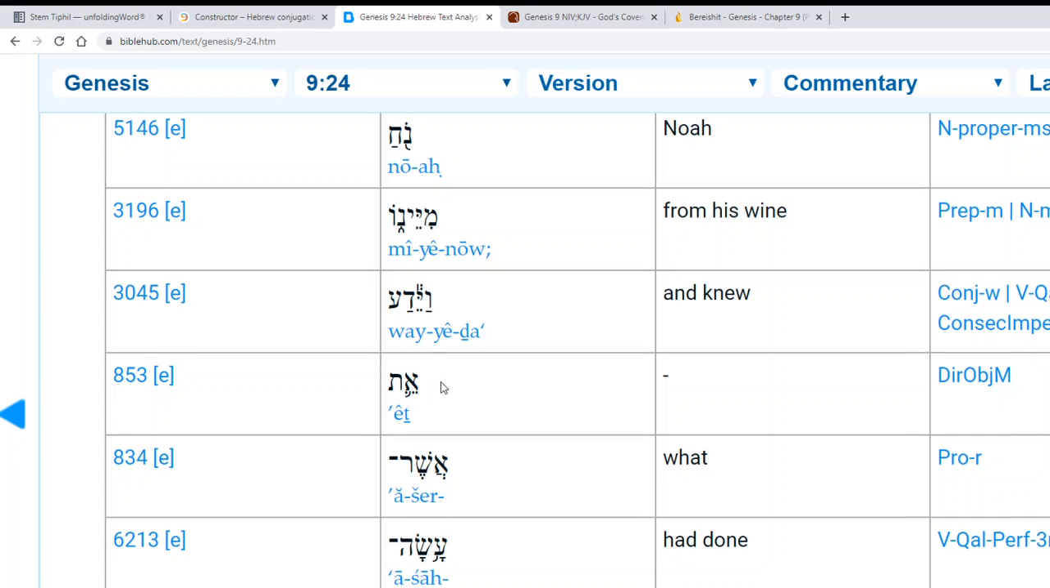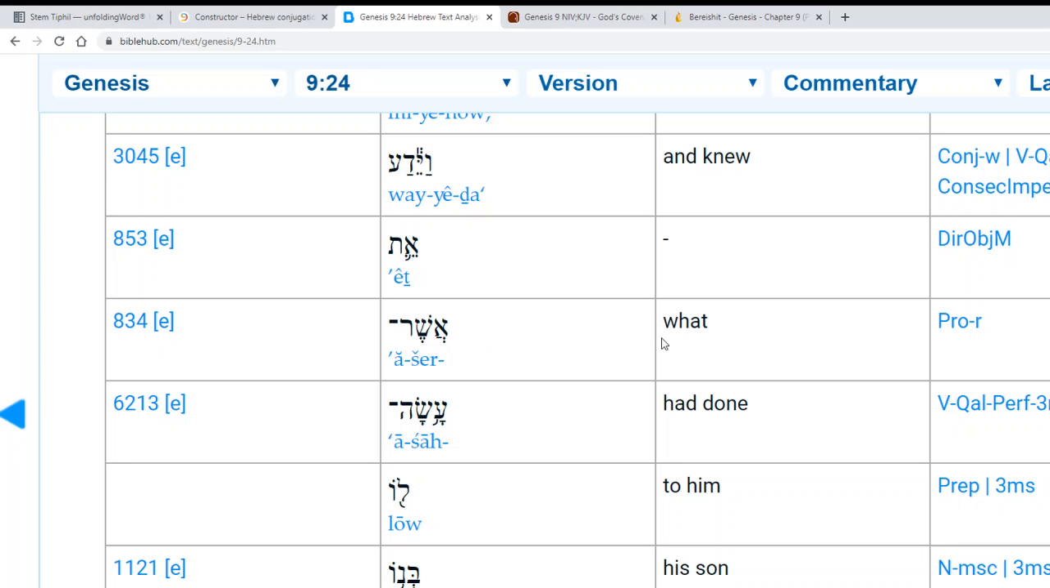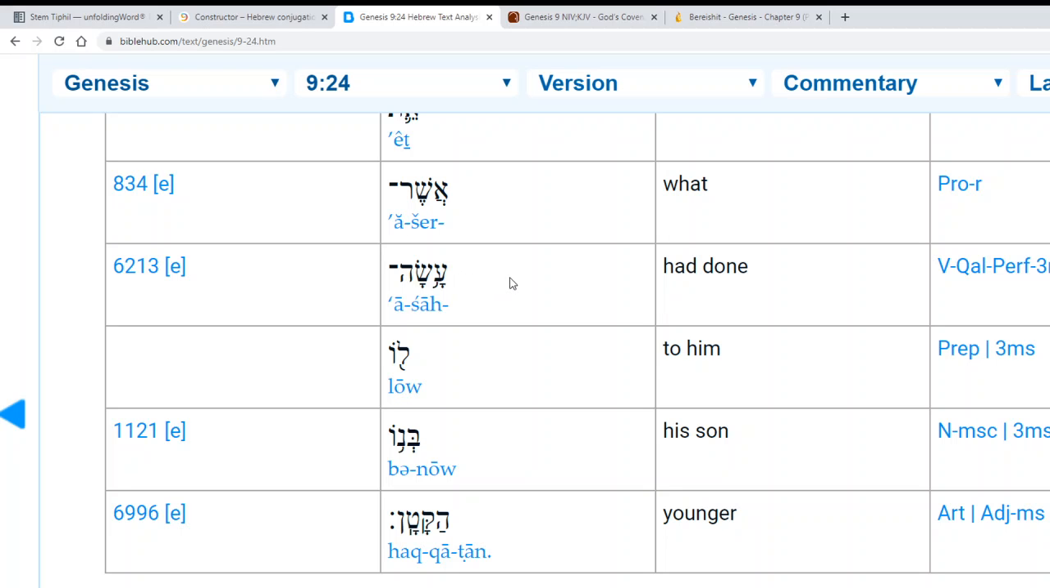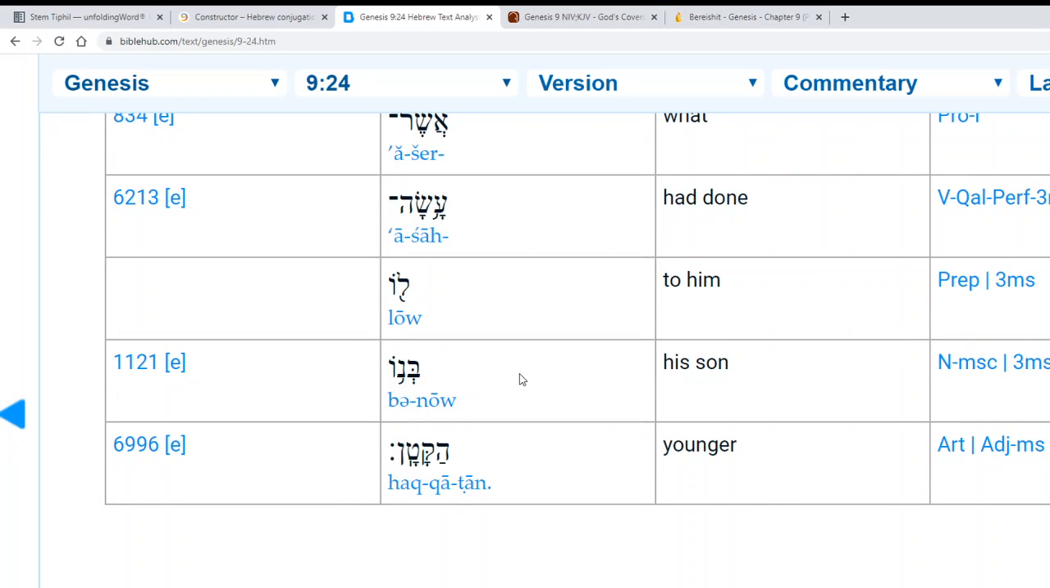And he knew. Et is the direct object marker, asher pronoun relative, that what, asa, call perfect, very simple, of the verb to make, to do, ayin sin hey. Lo, to him, right? The prepositional lamed with the vav making it third person masculine singular. Beno, his son, right? Ben meaning son. Beno is his son. Hakatan. Okay. Article and katan, kof tet nun, we've had, I believe, before, means small. So this is what his small son had done.